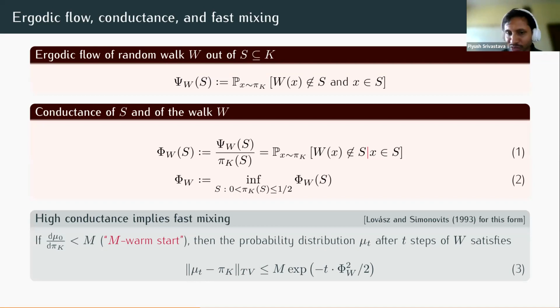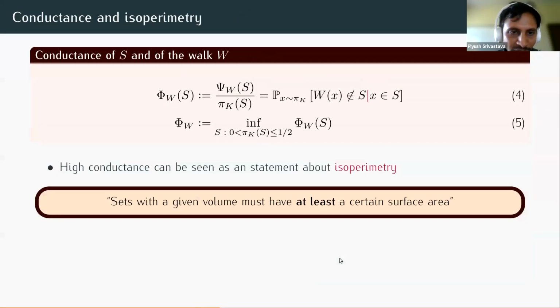Okay, so if you have a conductance bound, we get fast mixing for free. So we want to prove these conductances. The high conductance can also be seen as a statement about isoperimetry, as you already mentioned. Basically, sets with a given volume should have at least a certain surface area. That's what having a high conductance means.